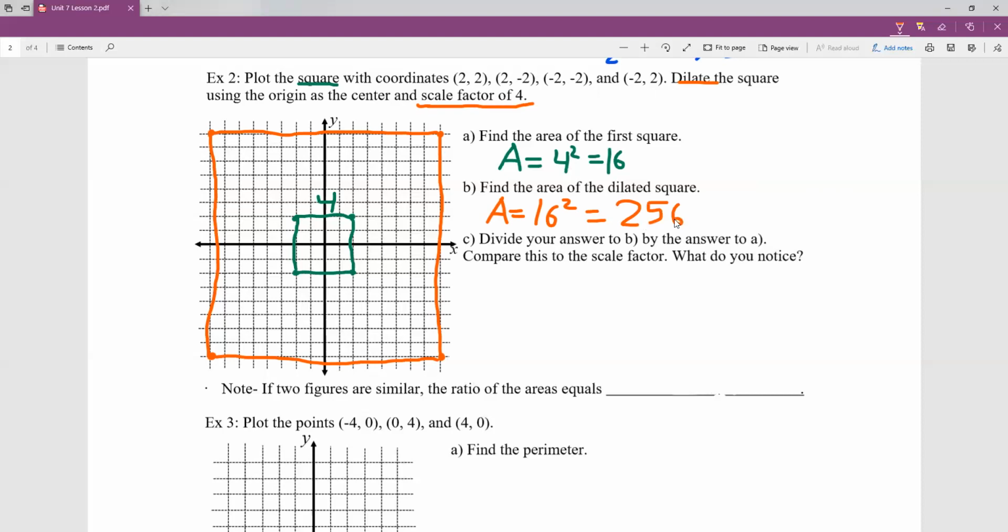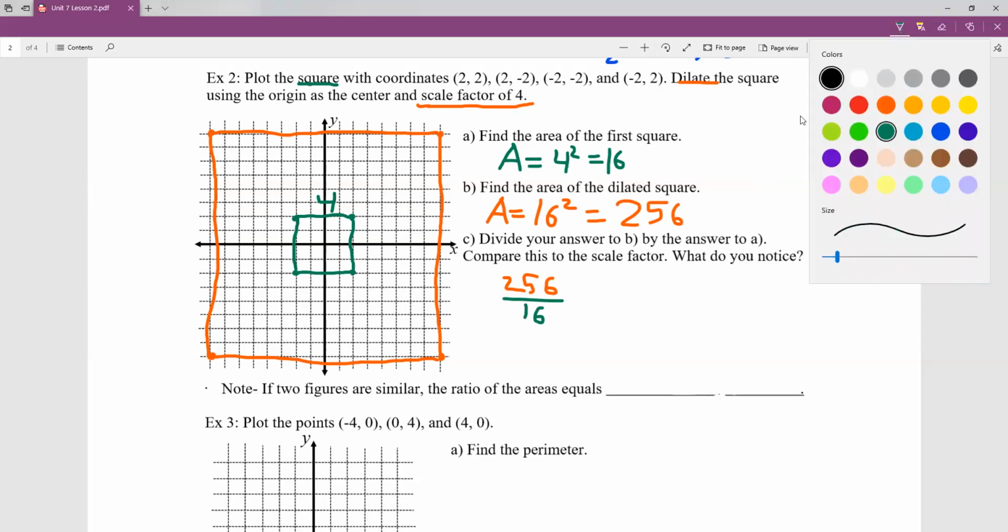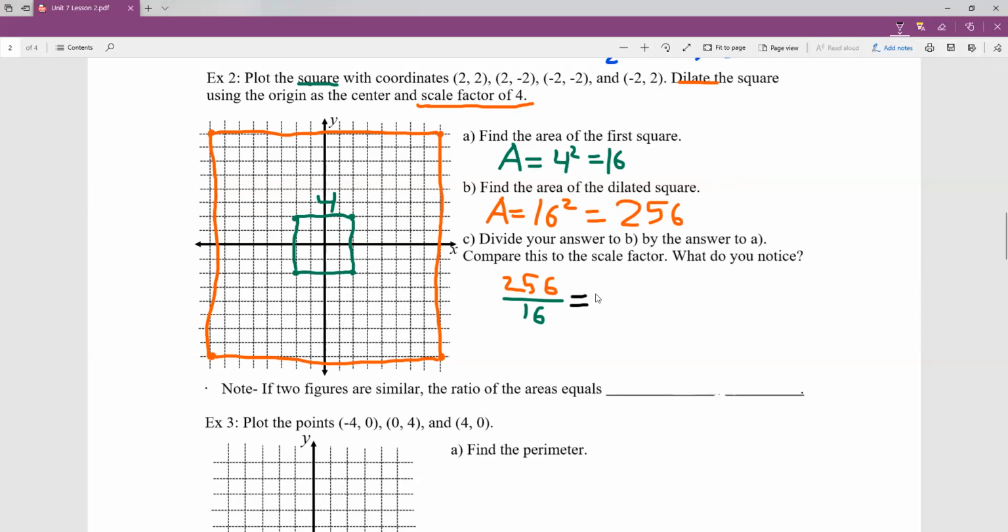All right. Part C says to divide your answer to B, so 256, by your answer to A, which is 16. And we are going to compare this to the scale factor. So if I were to divide 256 by 16, you are going to end up with 16 as your answer.